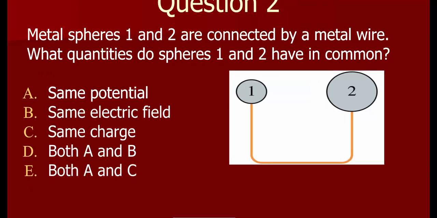All right, so metal spheres 1 and 2 are connected by a metal wire. What quantities do they have in common? The same potential, same electric field, same charge, both A and B, both A and C. So what's another word for potential? Voltage. And electric field is obviously E, and charge is Q. Well, how do we calculate electric fields? Q over R squared.